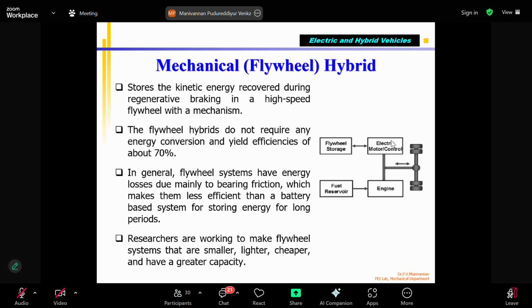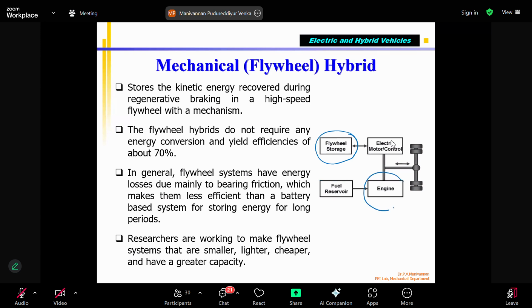That's what the advantages. The last one I want to talk about before closing is what you call a mechanical hybrid or flywheel hybrid. This also people have tried. Here you can see that there's a flywheel, correct? Flywheel, you know that big heavy mass, like a cylindrical solid mass. Already we know that a flywheel is there in the engine also. It can be used to store mechanical energy.